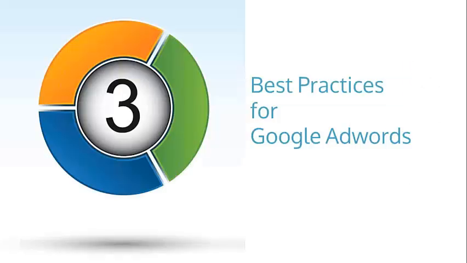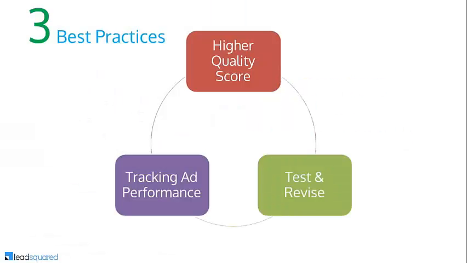Okay. So now we move on to the next section, which talks about the best practices for Google AdWords. There are 3 best practices. First, you need to maintain a higher quality score. The next, you need to keep tracking your ad performance and the landing page performance. And the best practice, again, would be to keep testing and revising your ads and all your campaigns to improve them.